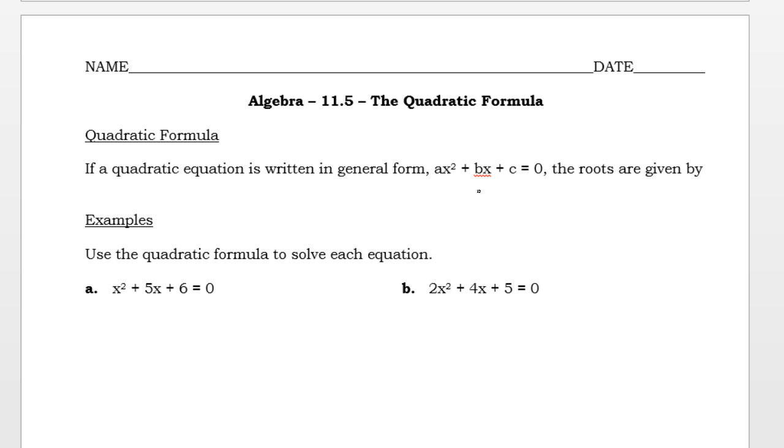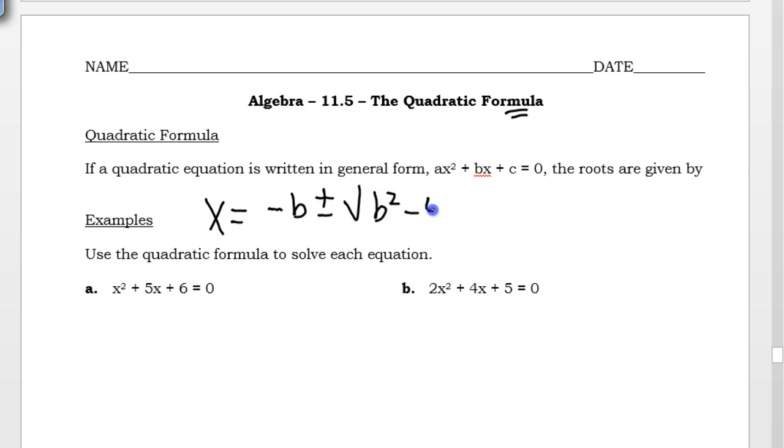But what we can do is use a fancy formula that will do all of the work for us as long as we know how to attack it with our order of operations. So, the quadratic formula is x equals negative b plus or minus the square root of b squared minus 4ac all over 2a. And I know I'm going to get yelled at for writing it sideways, but it works out a little bit nicer that way.